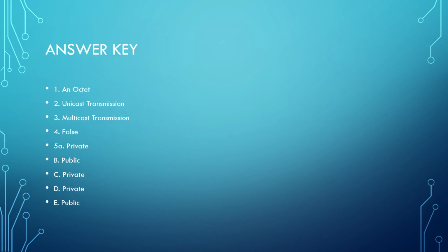And then for the answer key, number one was an octet. Number two, unicast transmission. Number three, multicast transmission. Number four was false. Number 5A was private. 5B was public. 5C was private. 5D was private. And then finally, 5E was public.